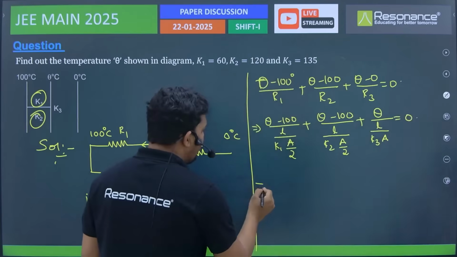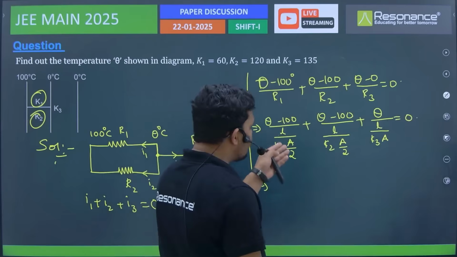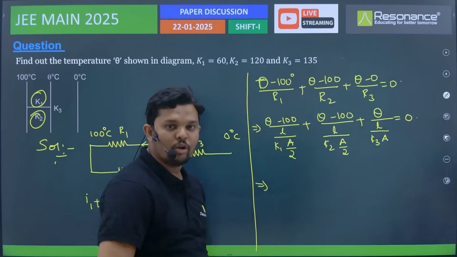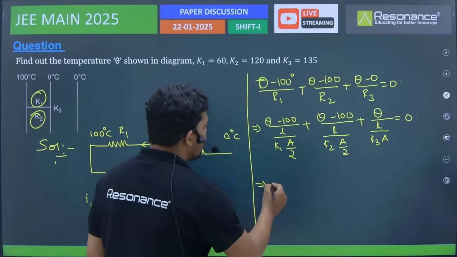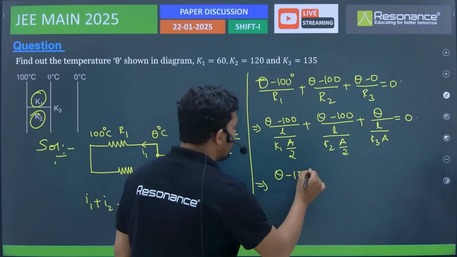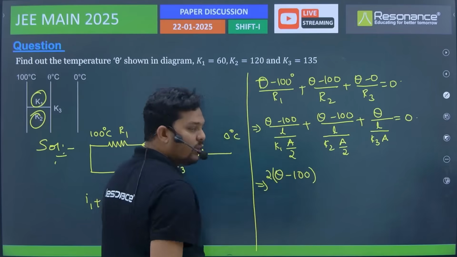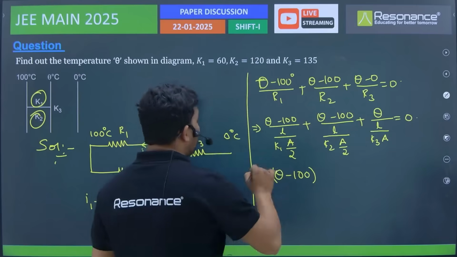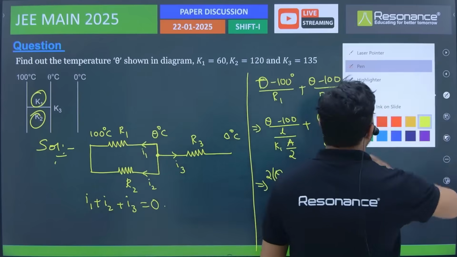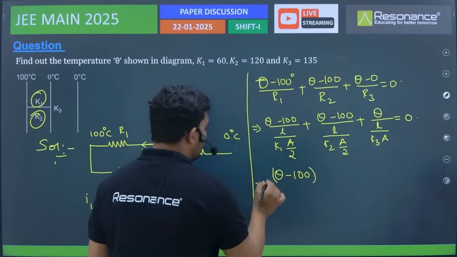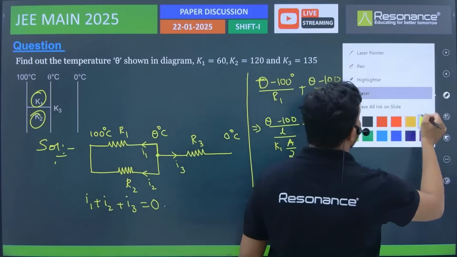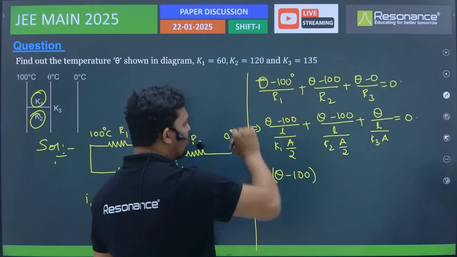Now the area A can be taken out as a constant from the denominator side. When you take out the common factor, you are going to get theta minus 100 multiplied by 2 here. You can take the 2 here, and this 2 will go to the denominator itself, so I can take it directly. So this K1 will go to the numerator side.